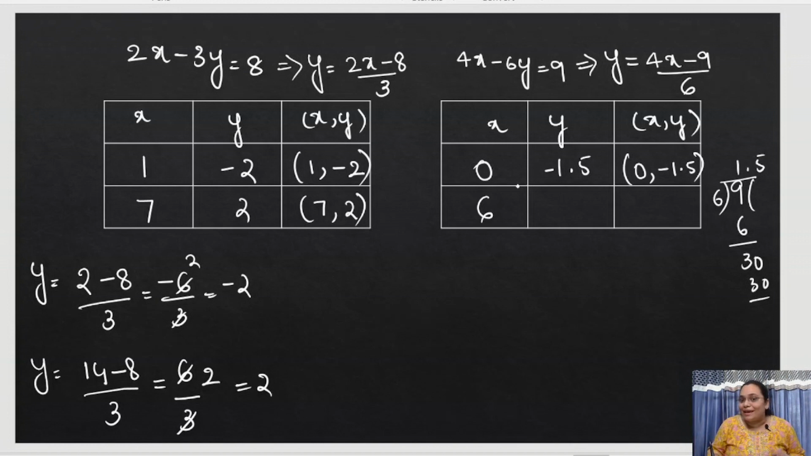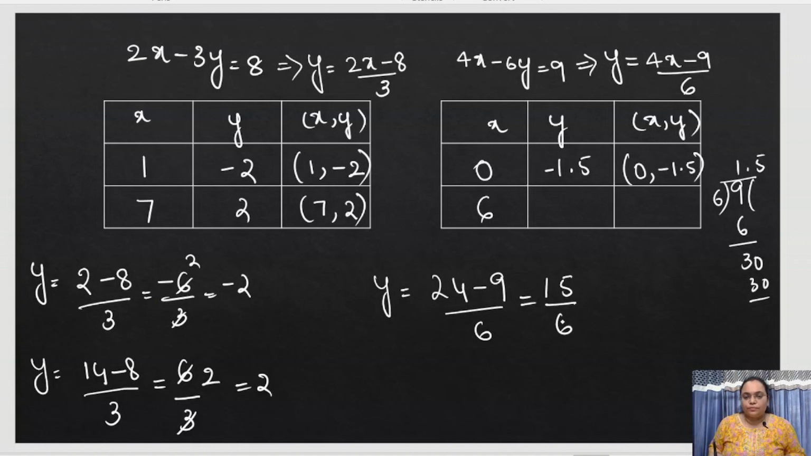Okay. If you take x equals 6, you will get y equals 4 into 6 is 24, 24 minus 9 by 6, which is 15 by 6. You will get it as 2.5. So 6 and 2.5 are the points. Now let us plot the graph.